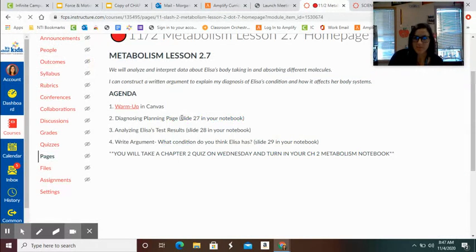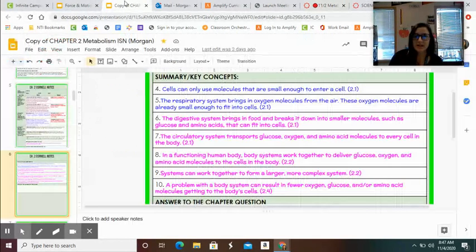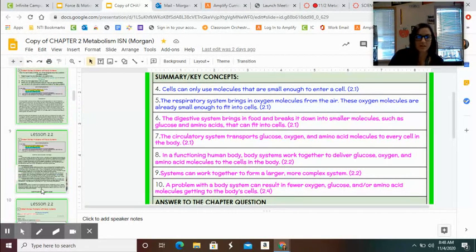Going back to our home page, we did 3 pages in our notebook, so 27, 28, and 29. And you can see I put a note here, you're taking the chapter 2 quiz on Wednesday, and you're going to turn in your notebook. So going back to our notebook, by the end of this lesson today, all of the pages of the notebook should be done.